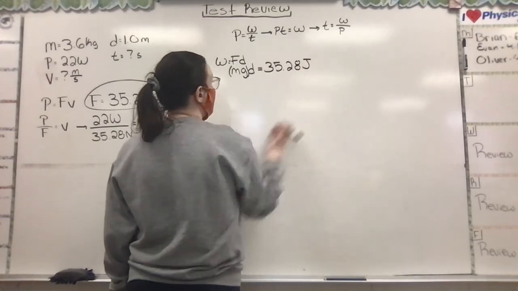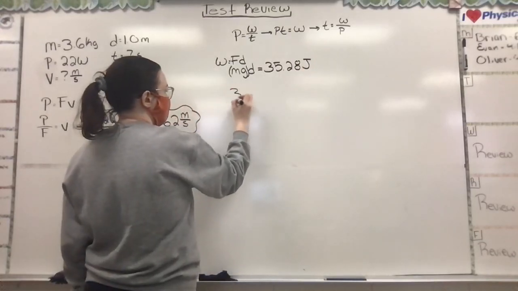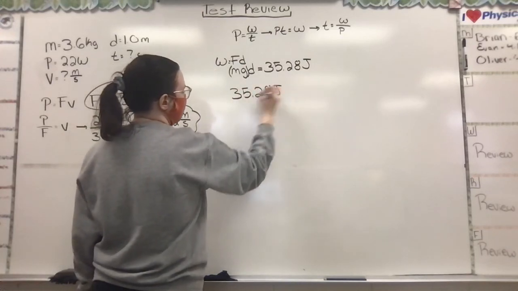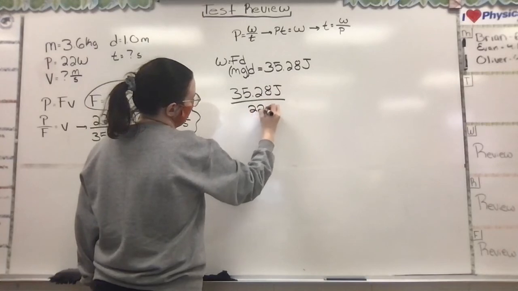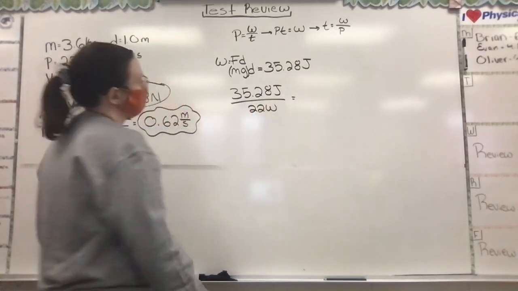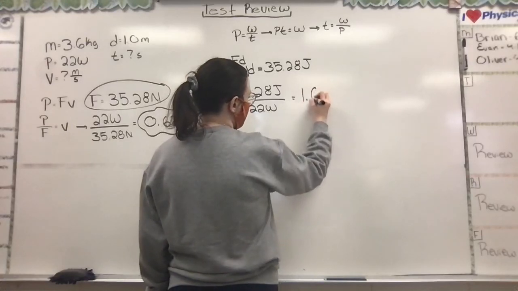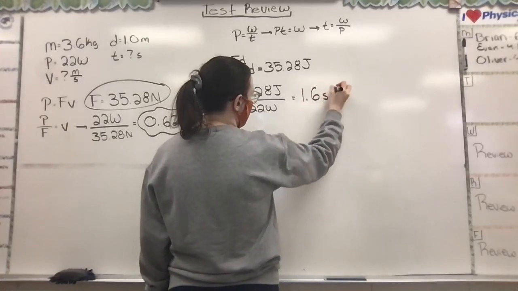Okay, so now what do we do to find time? Yep, we're going to take that and we're going to divide it by power. What's our power? 22. Okay, so what does that give us? Do you guys agree with 1.6? Yes. Oh, wait.